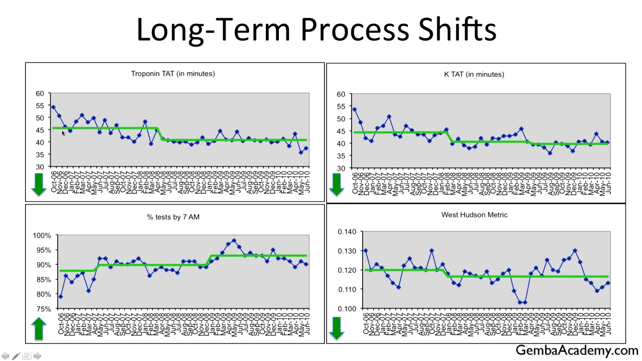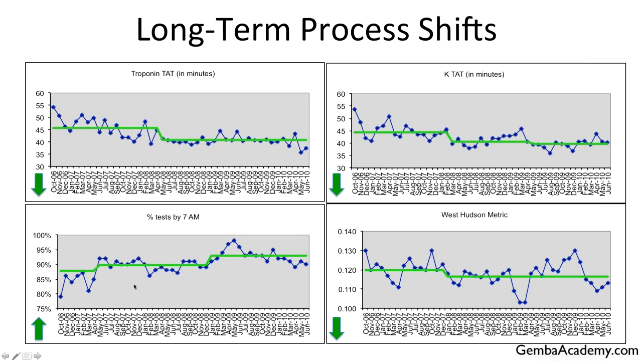So, here's turnaround time. It was pretty stable over a period of time, and now here's a process shift. And if we were looking at the MR chart, we'd probably see that the month-to-month variation also decreased significantly. Not just the average, but the variation. We see the same thing in this turnaround time chart. We actually had 2 separate drops over a period of time.